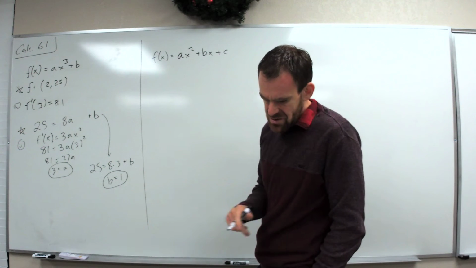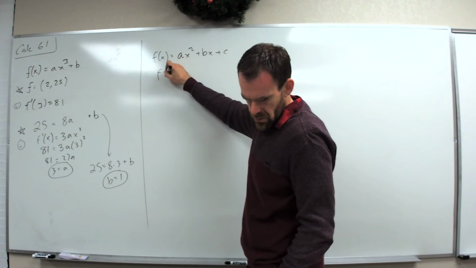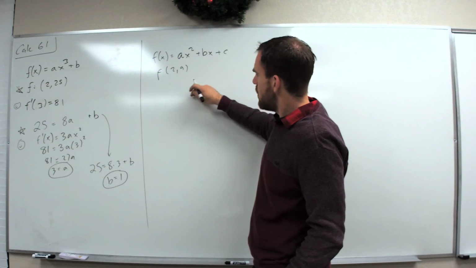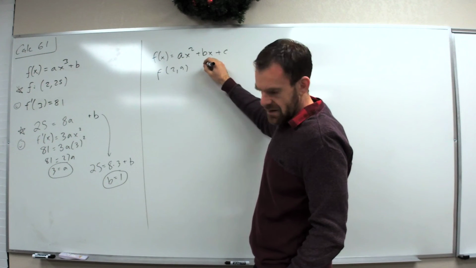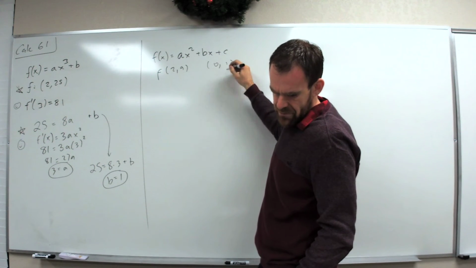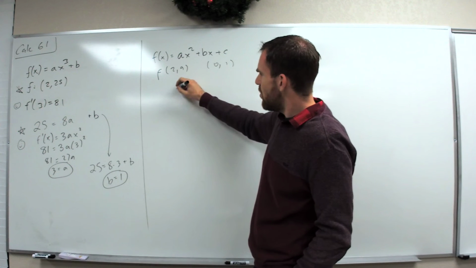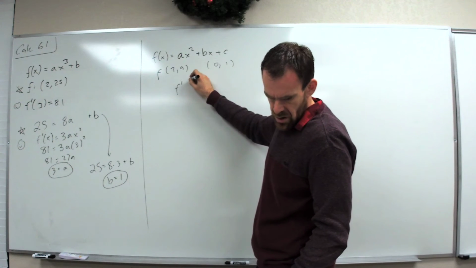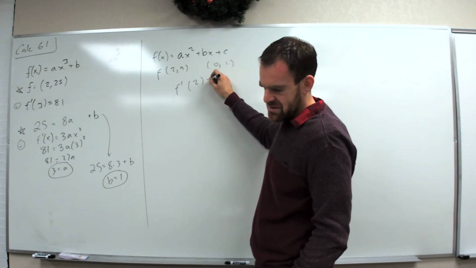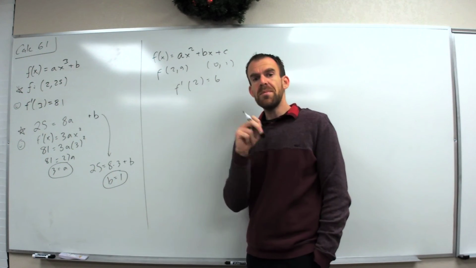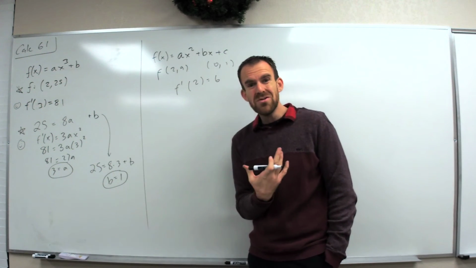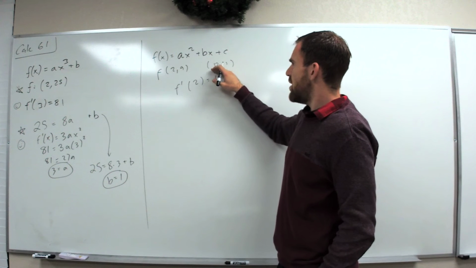And they tell us that it goes through the point (2, 9), and it goes through the point (0, 1). And the slope of its graph, or f prime of 2, is 6. So 3 pieces of information. We also have 3 variables, so that's perfect. Let's start by using this one.